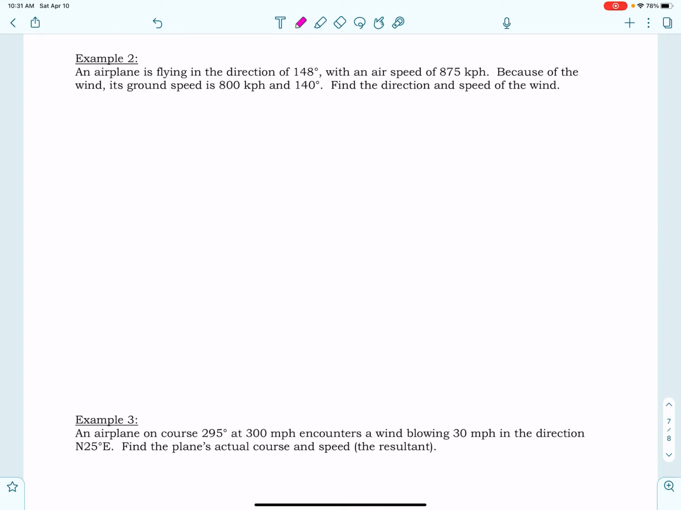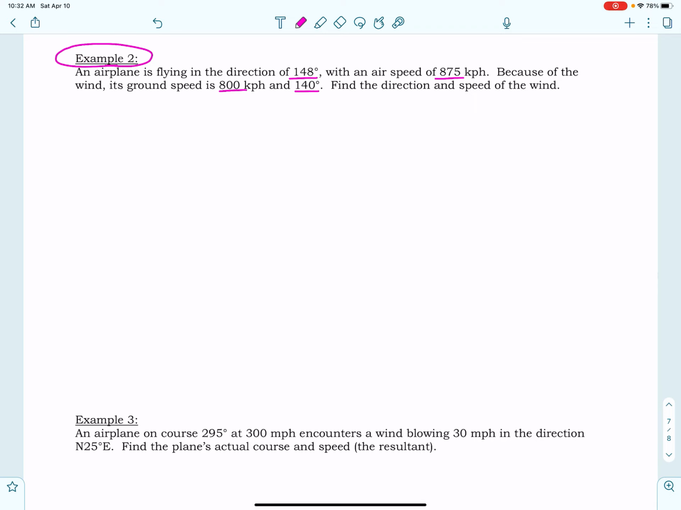Okay, pre-calculus, in this video we are going to look at example 2 for 9.3. So we are dealing with vectors, the vector unit, and we are dealing with speed and direction. An airplane is flying in the direction of 148. That's a true bearing, so we'll need to use that to get the direction angle, with an airspeed of 875 kilometers per hour. Because of the wind, its ground speed is 800 kilometers per hour with a direction of 140.